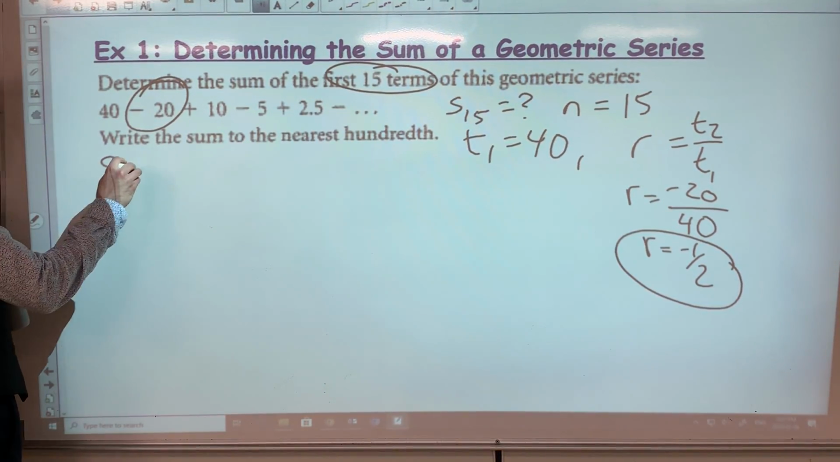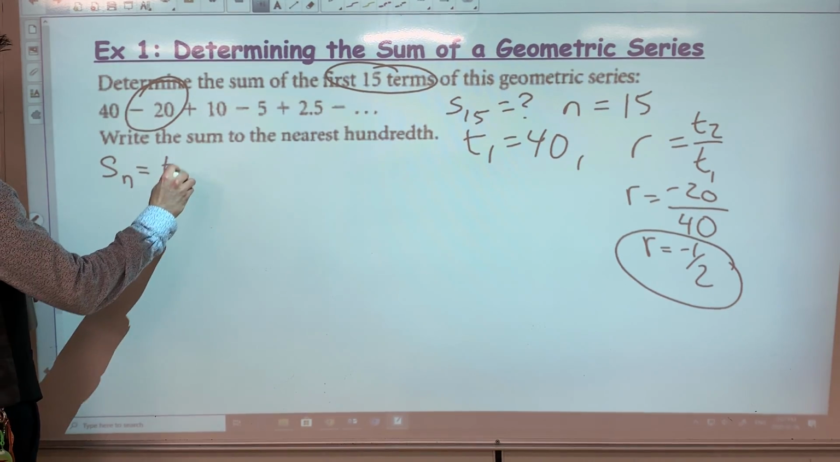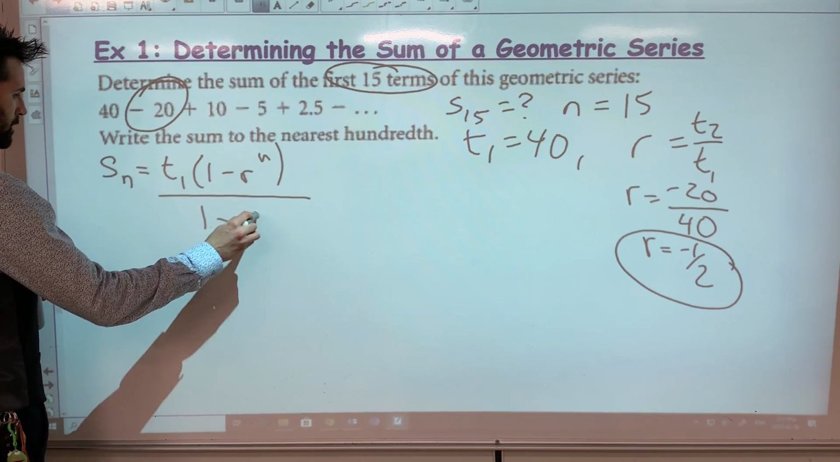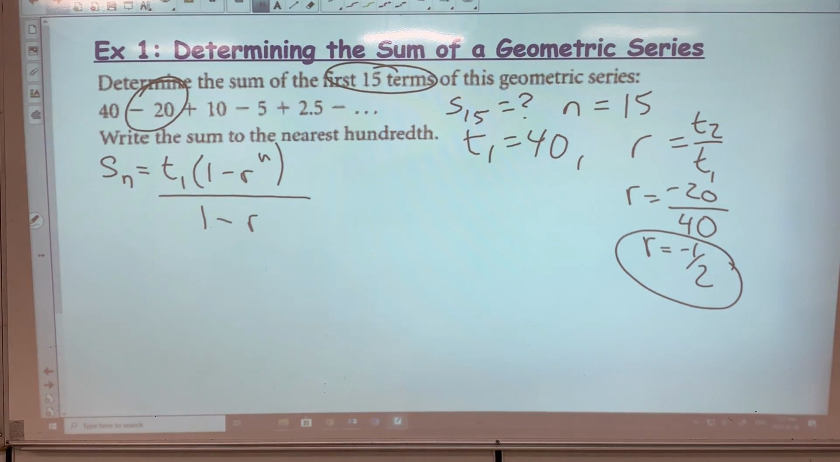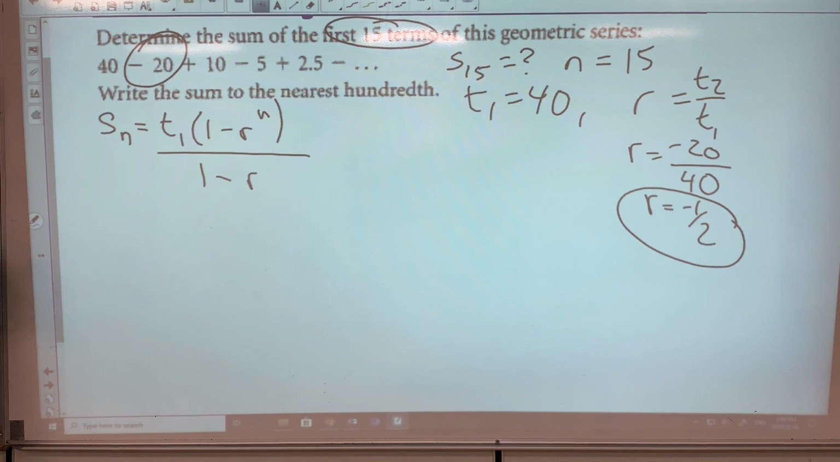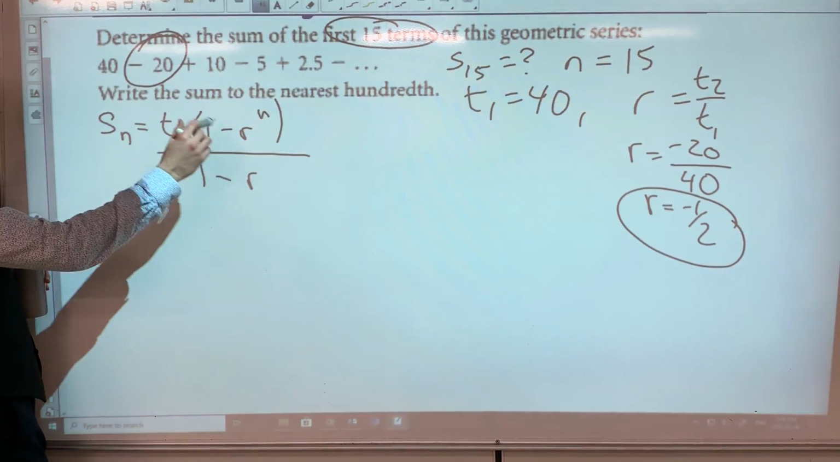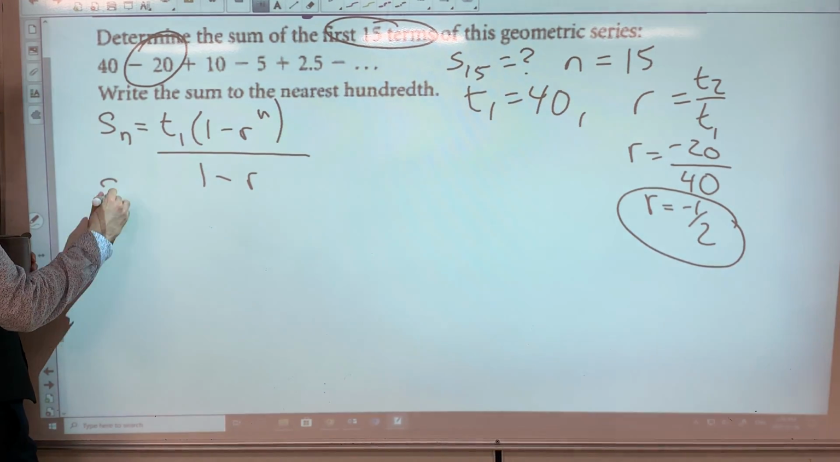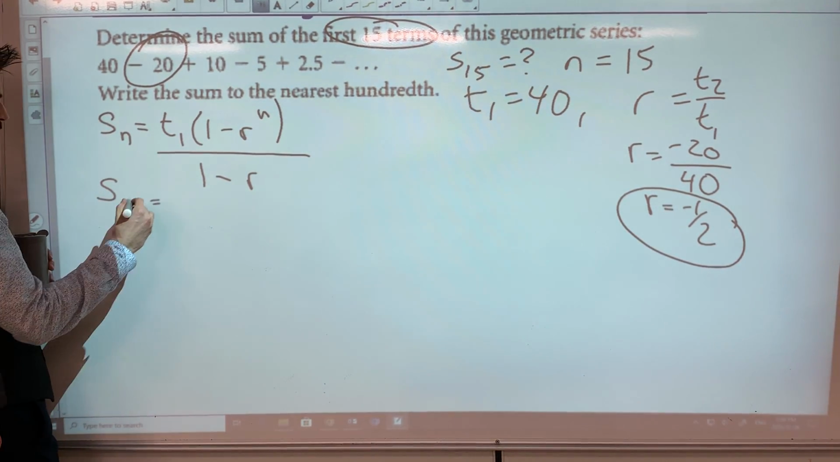Now I'm going to recopy the formula, if I remember. I think it's term 1, 1 minus r to the n over 1 minus r. Is that the formula? I think so. Yeah, excellent. So we have all the info we need, right? And you can always do that check: I know this, I know r, I know n, so I only have one unknown, which is the sum of the first 15 terms. So you can solve it.